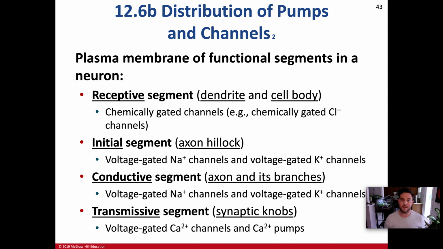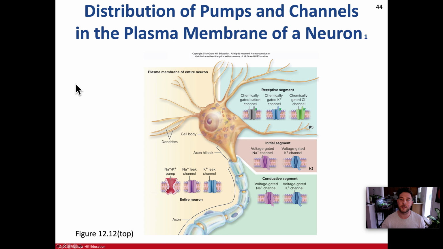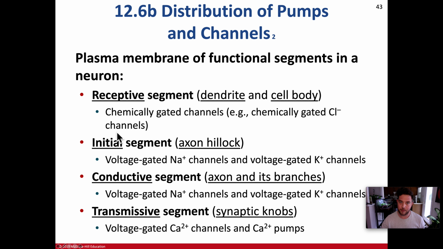And then the transmissive segment is the synaptic knobs, the synaptic terminals, synaptic bulbs, whatever term you want to use for them. That's the very end portion that is going to be sending the signal, or passing the signal, to another neuron's receptive segment. So the transmissive segment is going to have voltage-gated calcium channels and calcium pumps.